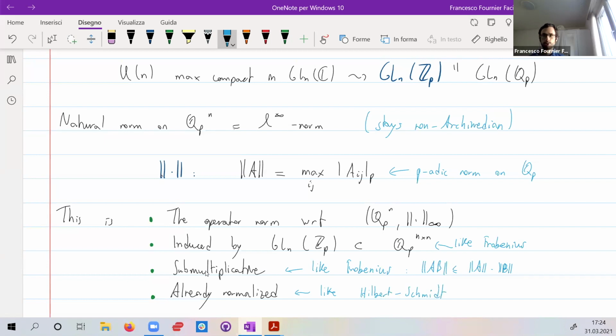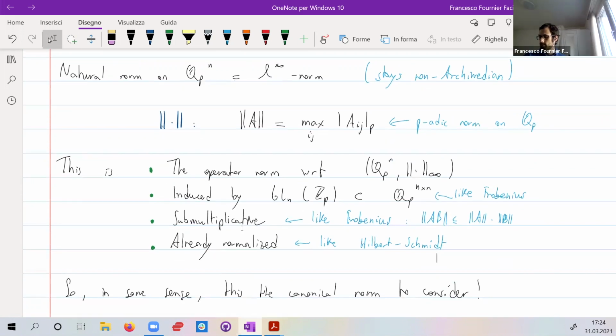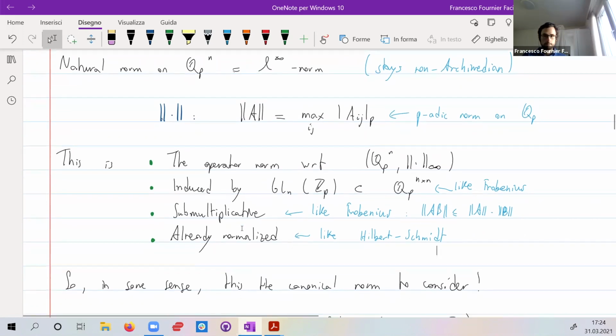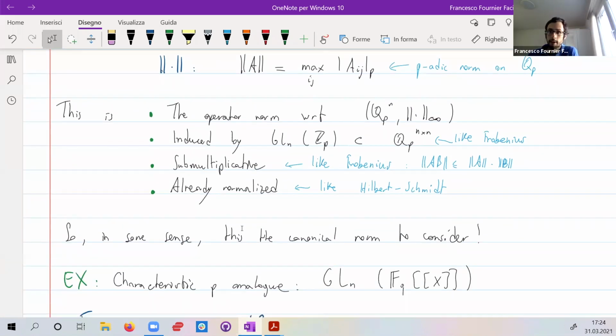Okay, so this is a good norm because it captures properties that all of the norms that we usually put on U(n) have. So in some sense, this is the canonical norm to consider on GL_n(Z_p). And then another example that I'm not really going to talk about today, but I'm happy to answer questions about later, is just the characteristic p analog. So instead of taking Q_p, you can take the field of Laurent series, and then you can take the ring of integers, and you get another compact profinite group, and you can do everything with respect to those as well.